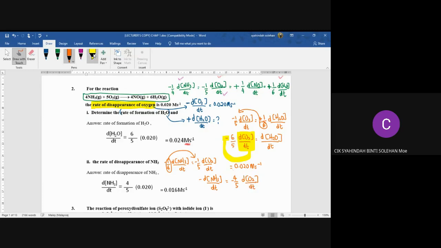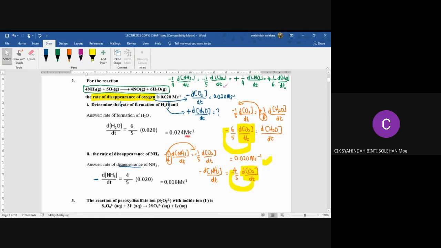As usual, you know negative the change in concentration of oxygen over dt is 0.02 molar per second. So you just multiply 4/5 directly with 0.02 and now you will get the rate of disappearance of NH3. I'm sorry, you must put a minus here because the meaning of rate of disappearance must have a negative. So it's going to be 0.016 molar per second. Okay. Alright, so next let's go through this question.